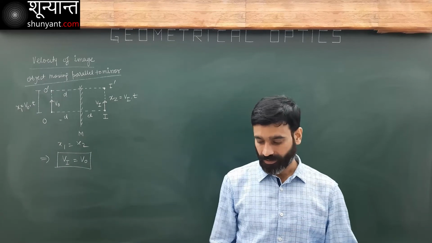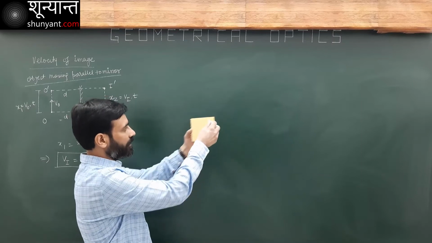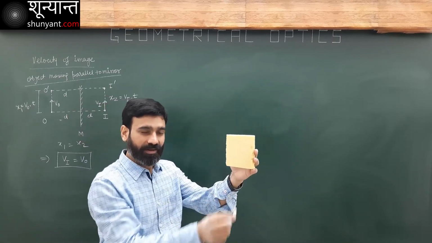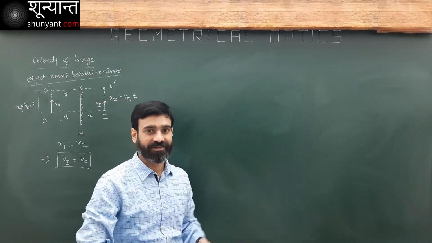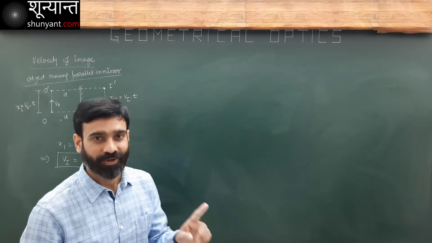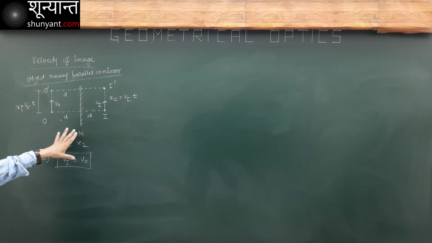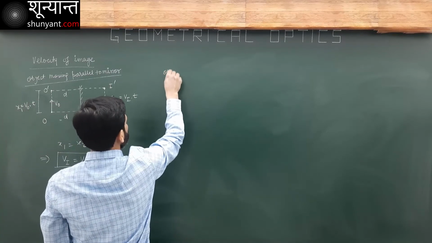Remember it. So if I have this mirror, and in front of the mirror my object is moving parallel to the mirror, then whatever is the velocity of object, image is going to have the same velocity. Understood?